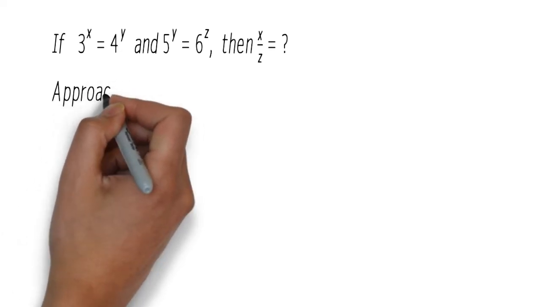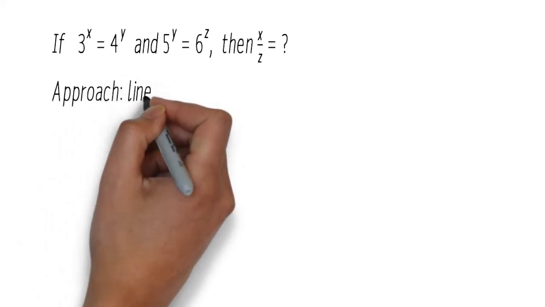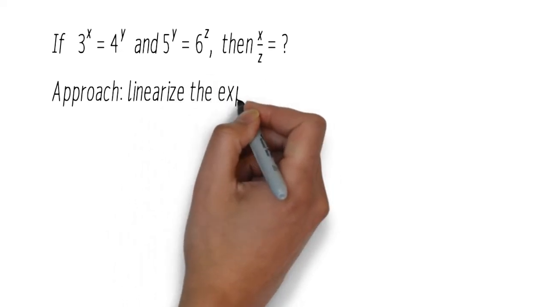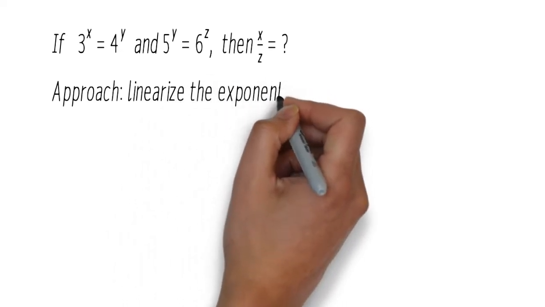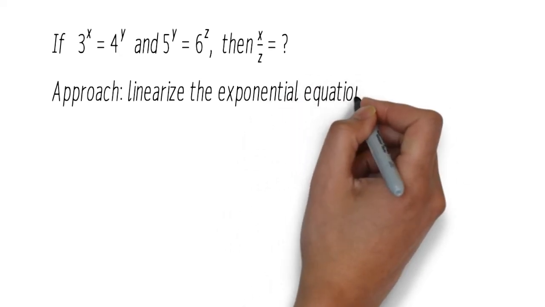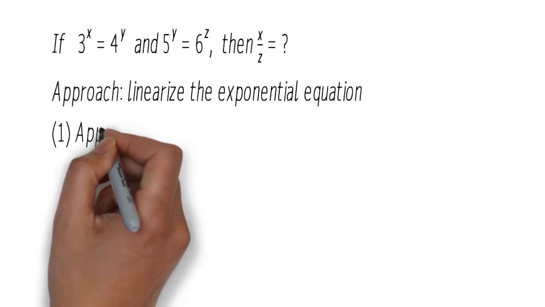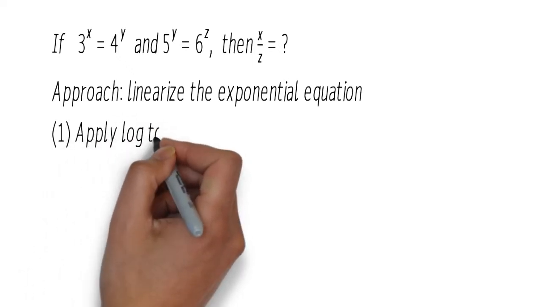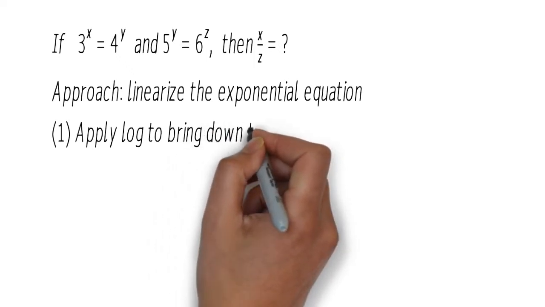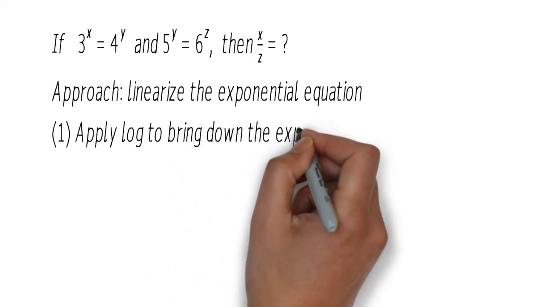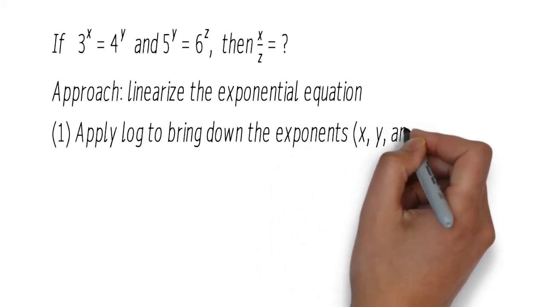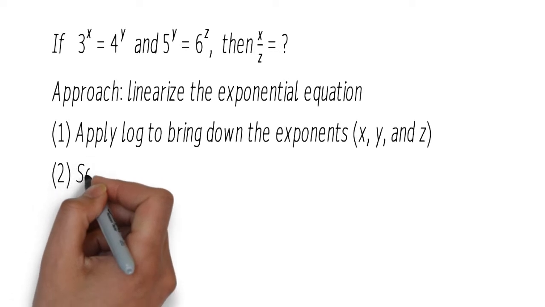Now, how am I going to approach this problem? The way to approach it is you have to linearize the exponential equation, meaning that you must bring the exponents, the power, down. And how do you go about that? You apply log to bring down the exponent, such that you now have a linear equation.